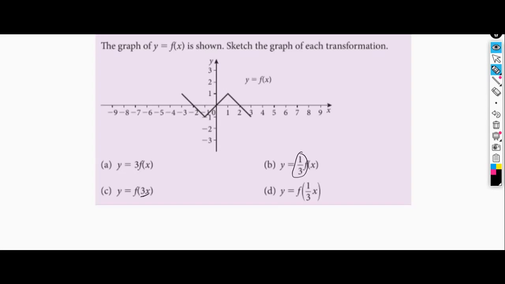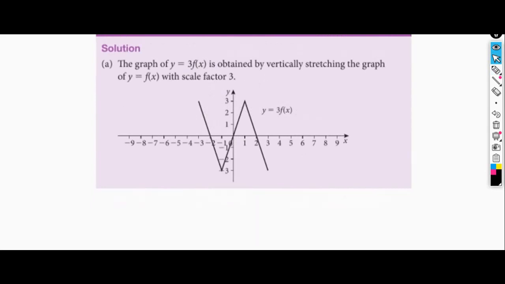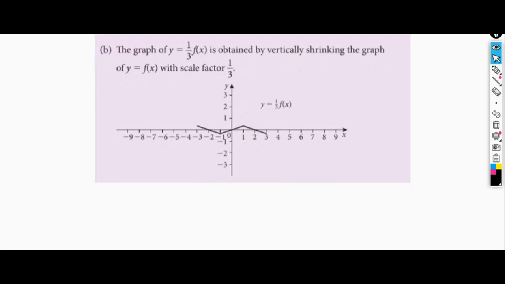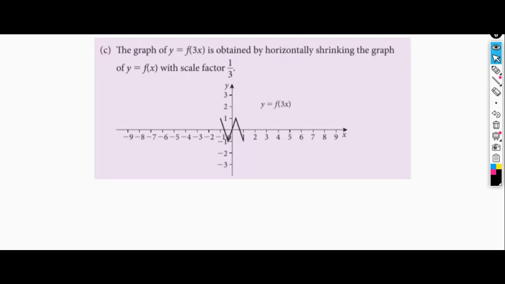So let's look at the graphs. So for A, we can notice that all the x coordinates stayed the same, but the y coordinates were stretched by a factor of 3. When it's 1/3 f of x, the x coordinates remain the same, but the y coordinates were reduced by a factor of 1/3. Then when we have y equals f of 3 times x, the y coordinates stay the same, but we have a horizontal shrinking with a scale factor of 1/3.